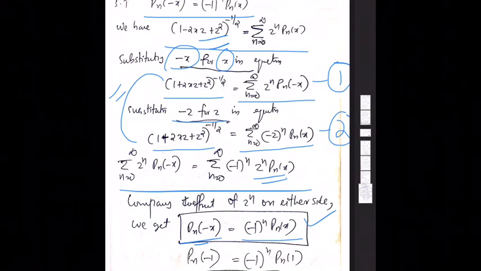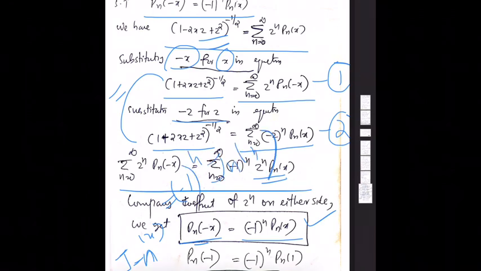See, this is different from the Jn of x. There we showed that J minus n of x is equal to minus 1 to the power n Jn of x. So this is different from that.